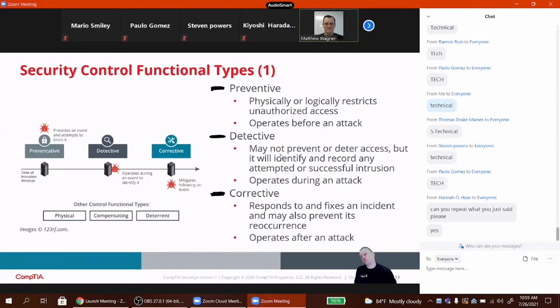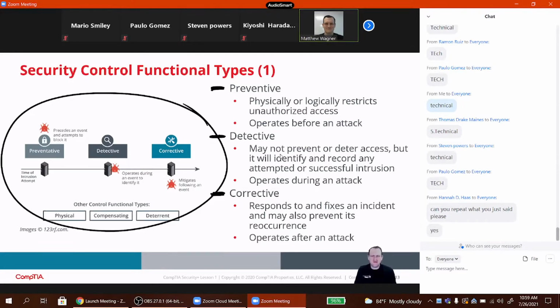What do we mean by preventative? It takes place before or during the attack to stop it. It actually stops the attack. And if we look at our timeline here, we can see that the best description of preventative is that it precedes and attempts to block an attack, or maybe the attack has started and it prevents it from continuing. It's a very basic definition of preventative.